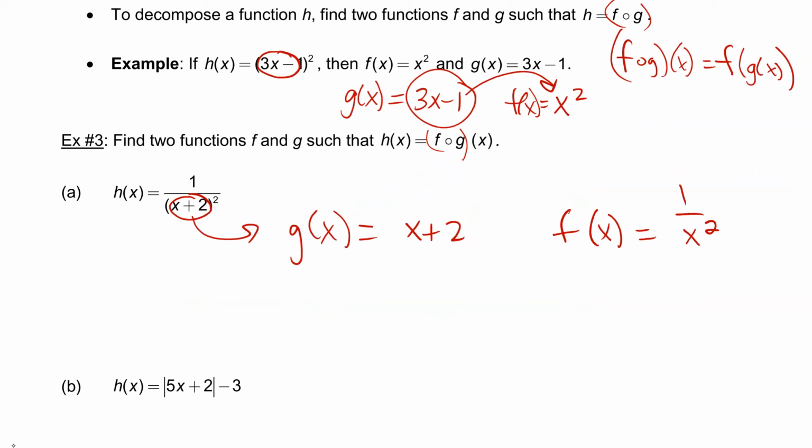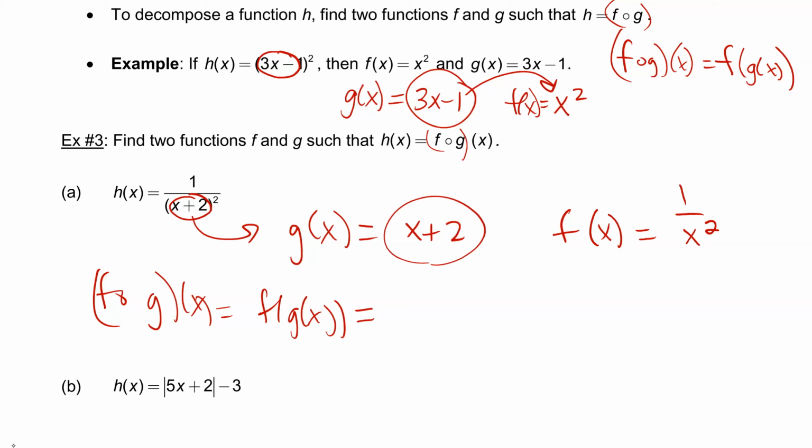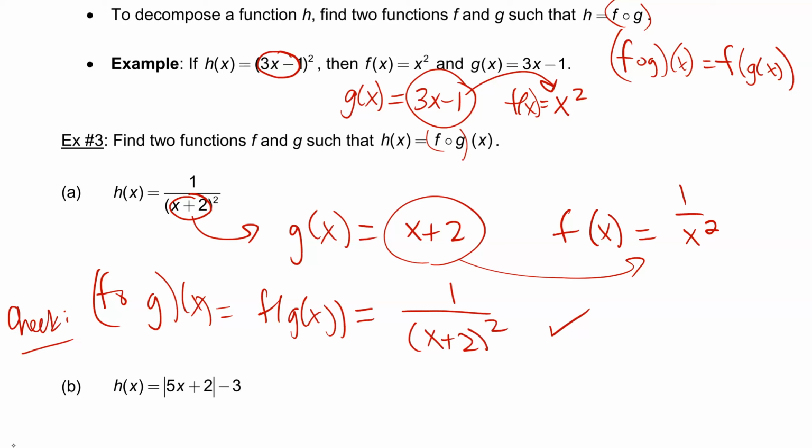So it's pretty easy to check, right? So if I want to do f of g, this is literally just f of g of x. I'm going to plug g of x into f of x. So I have 1 over (x plus 2) squared, and that matches what we had. So we know that's right. And this is just to check. We don't have to check every time, but it's just good to try once.